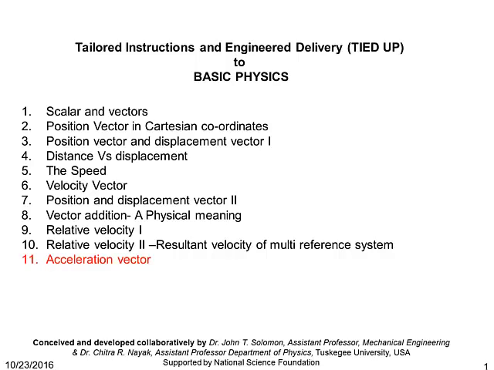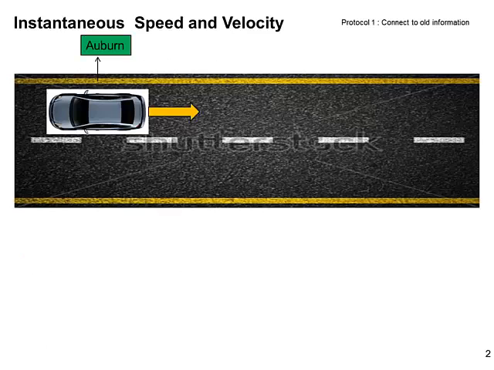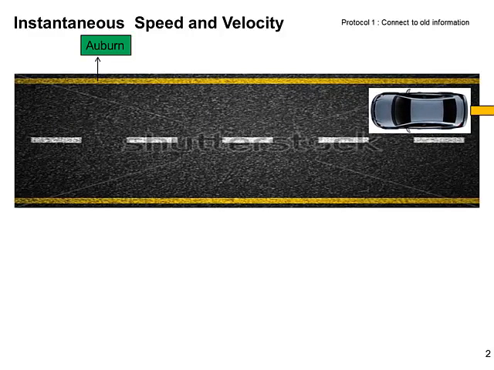In this video we discuss the concept of the acceleration vector. Let us quickly review the concept of instantaneous speed and velocity we discussed earlier. Consider the example of a drive from Auburn to Atlanta. The speedometer reading of your car at different instants indicates the instantaneous speed of your motion.